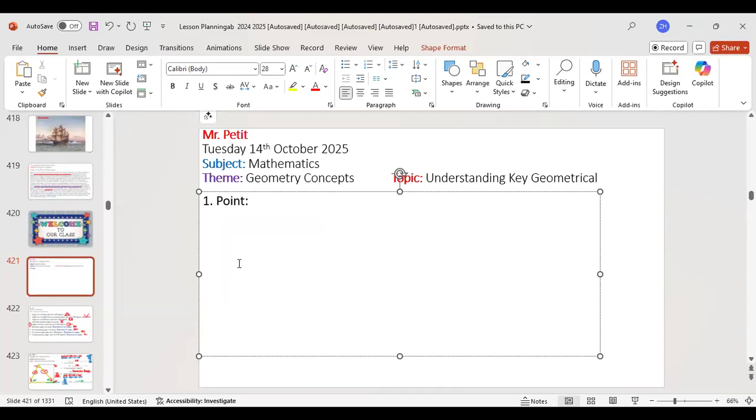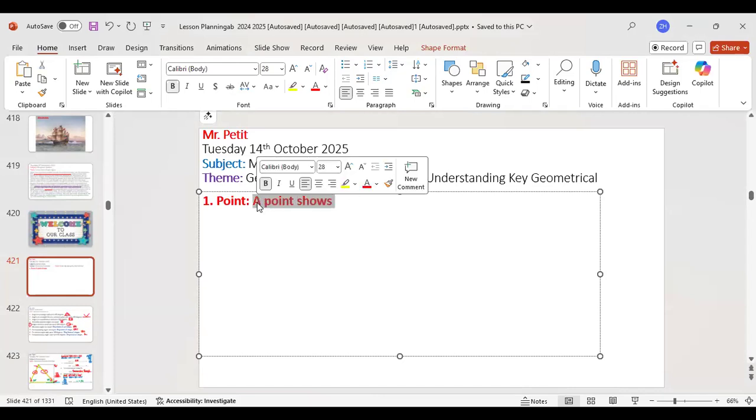Okay, anyone, what is a point? Anyone? Mr. Petit, I think it's a one-dimensional shape with no continuous goal. Okay, a point is not one-dimensional. A line is one-dimensional, but a point is not. So what does a point represent? A point shows what? A full stop. It's definitely a full stop, but what does it show?